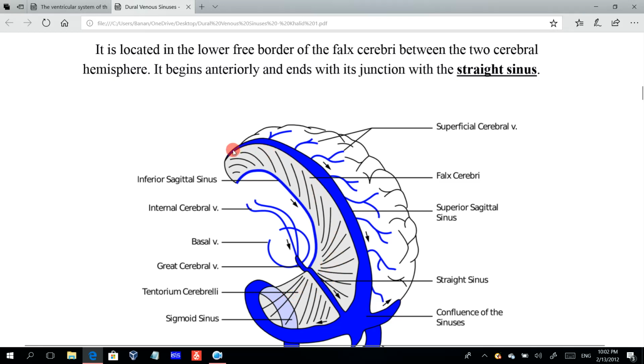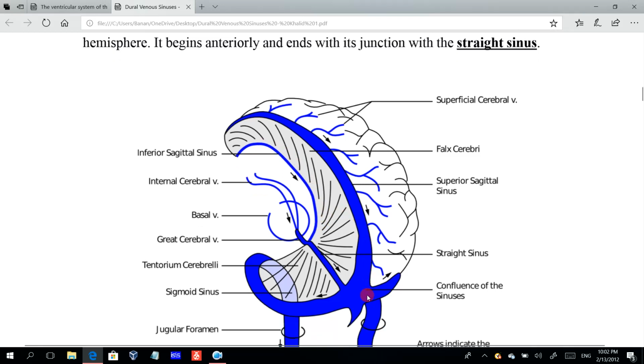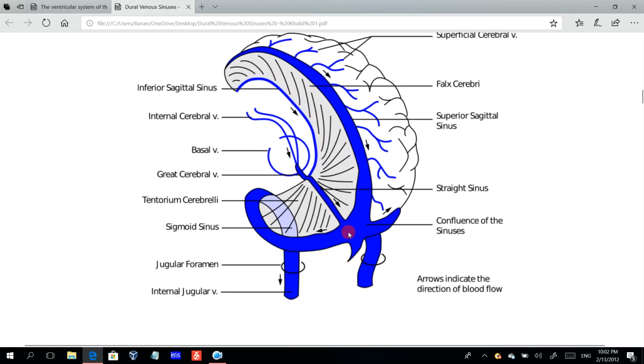And of course, in the upper border of the falx cerebri, we have the superior sagittal sinus, and in the lower border, we have the inferior sagittal sinus. And here in this area, you see, is called the confluence of the sinuses. And these arrows will show you the direction of the blood within these sinuses. Although there are no valves, the blood depends on the pressure and so on. The blood will come posteriorly, as you see in these arrows.